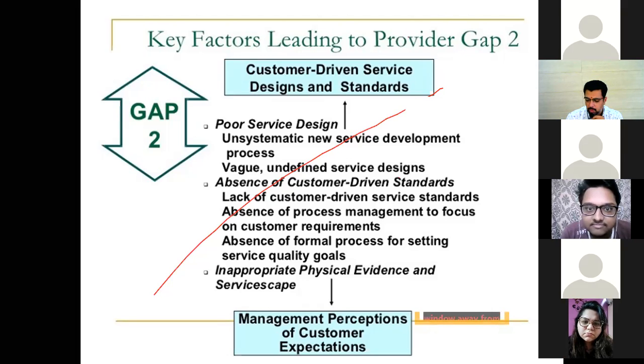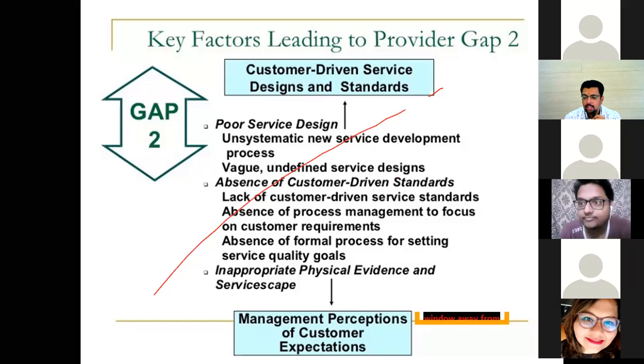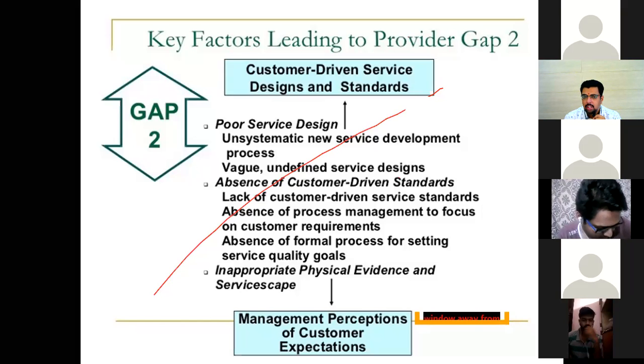This is the relationship between two particular points. What are those points? It is a gap between two points. What is that exactly? The gap between those two points: customer driven service designs and standards, and management perceptions of customer expectations. See, your gap 2 totally depends on these two points only. What the customer thinks about the service designs and standards of the company, and the relation with the company management's perceptions of customer expectations.